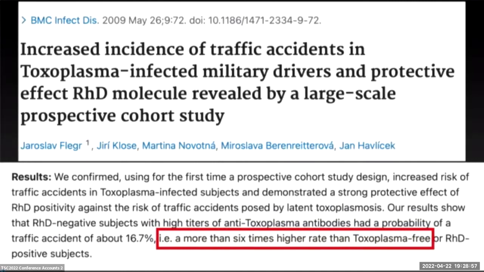Flegr's done a lot of studies on car accident victims and found that motorcyclists were much more likely to have high amounts of toxoplasma in their bodies. And he also found that people who died from car accidents and were determined to be responsible for the car accidents had much higher incidences of toxoplasma infection. Now, toxoplasma is believed to decrease reaction time and increase a person's risk appetite.